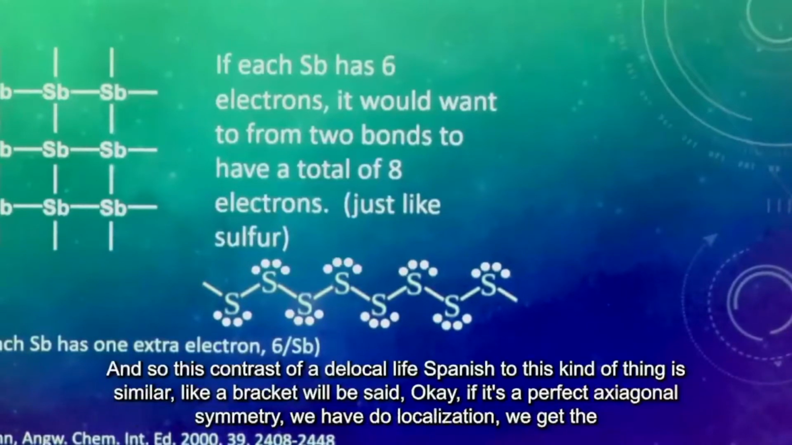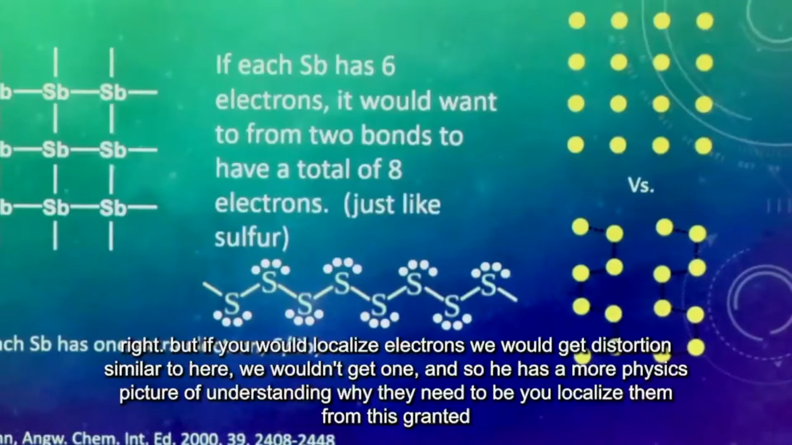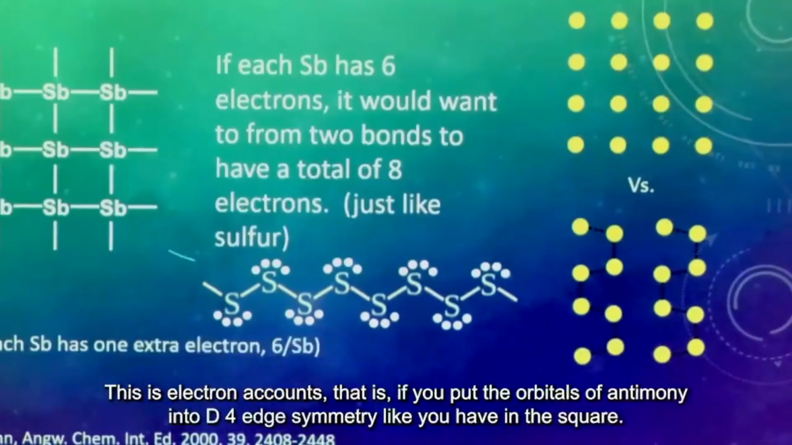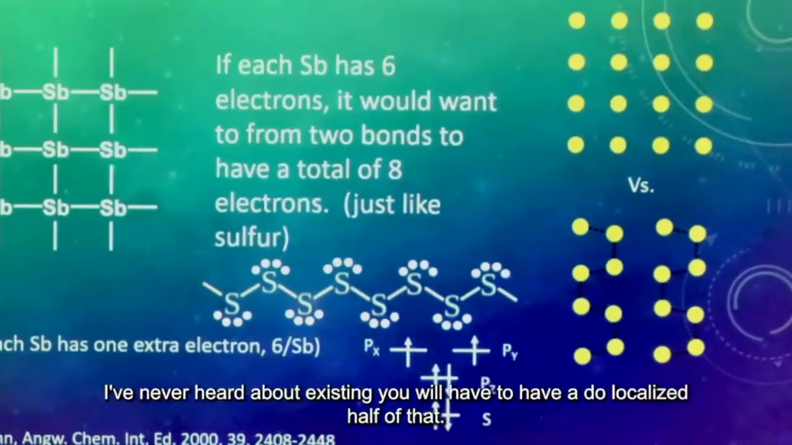And so this contrast of a delocalized square net to this kind of thing is similar to graphene, where we said, okay, if in a perfect hexagonal symmetry we have delocalization, we get the Dirac cone, but if we would localize electrons, we would get distortion. Similar to here, we wouldn't get one. And so here's a more physics picture of understanding why there need to be delocalized bands in this square net. This is electron counting. If you put the orbitals of antimony into D4h symmetry, like you have in a square net, this is the splitting you get. And if you fill it up with 6 electrons, you see you will get a half-filled px-py manifold. So if you don't want to have an antimony magnet, which I've never heard about existing, you will have to have a delocalized half-filled band here.